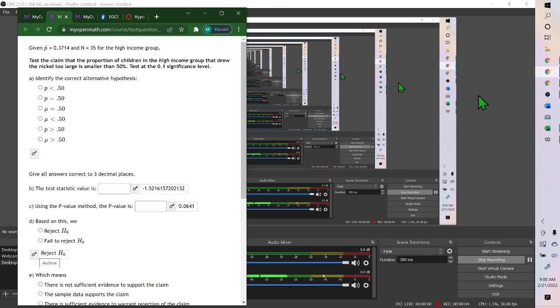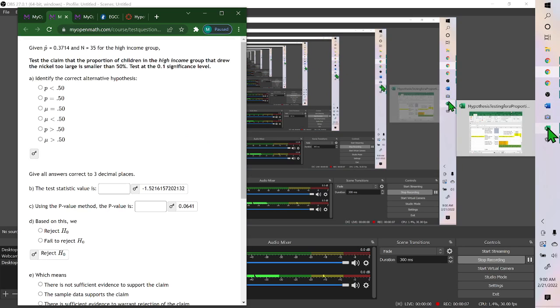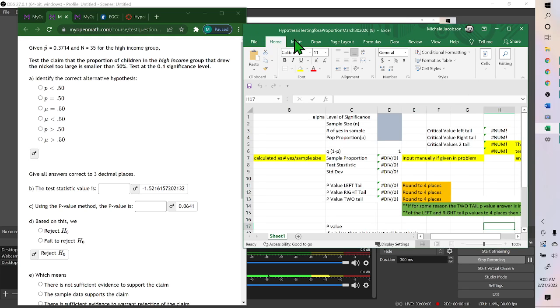Hello. For this problem, well, there's two of them. You want to use the hypothesis testing for proportions, because these are proportions. And we plug in here where it's gray.